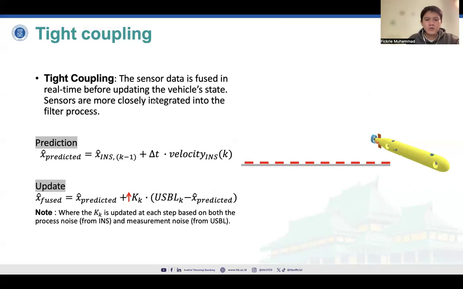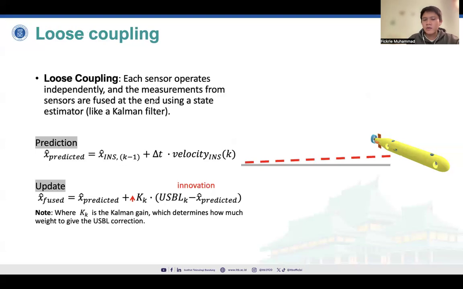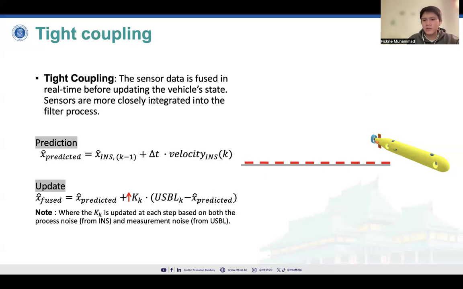Then with the Kalman gain as well, where the Kalman gain is updated at each time step based on both the process noise from the AINS and the measurement noise from the USBL. So we incorporate both the acoustic position system and the AINS. We'll be having better estimations, but still it's not fully aligned with the true values of our designated AUV positions. What's better? In loose coupling, we'll have, for example, drift, but in tight coupling, we'll have better estimations.